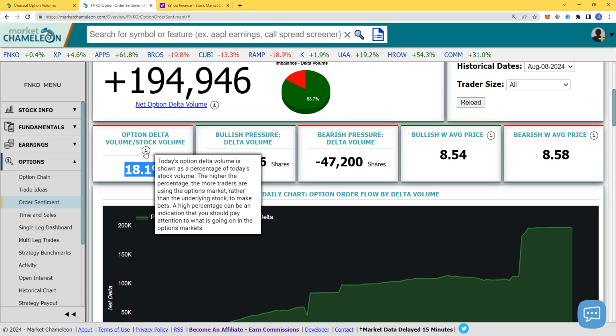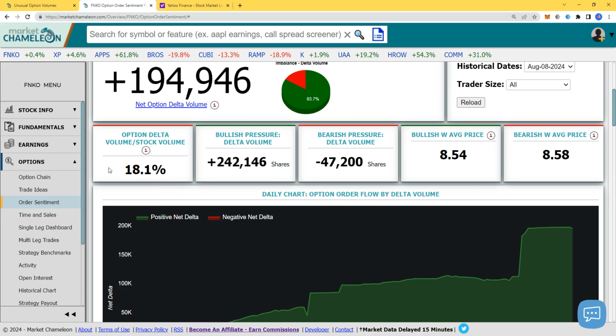The higher the percentage, the more traders are using options rather than the underlying stock to make bets. I've never read this before today, so I'm doing this now. A high percentage can be an indication that you should pay attention to what is going on in the option market. So I assume 18% is pretty good. So that's like 82% bought or sold stock, and 18% of the stock volume was option trade.